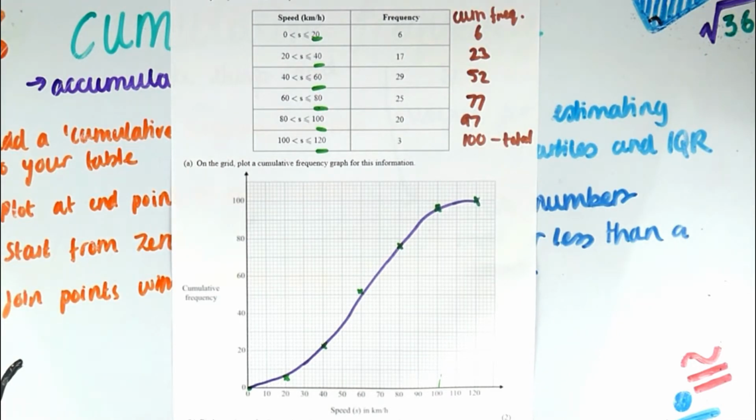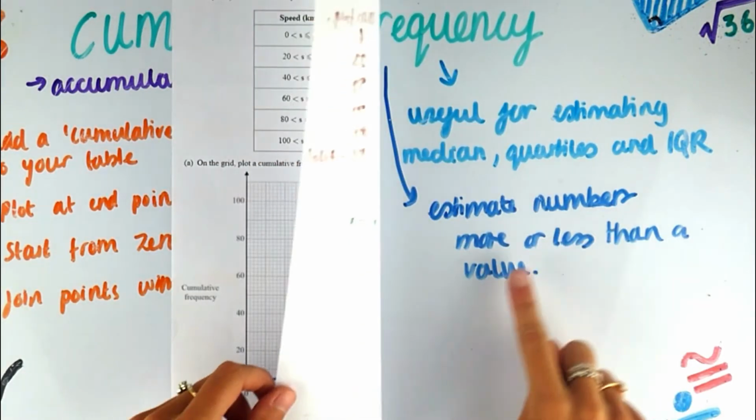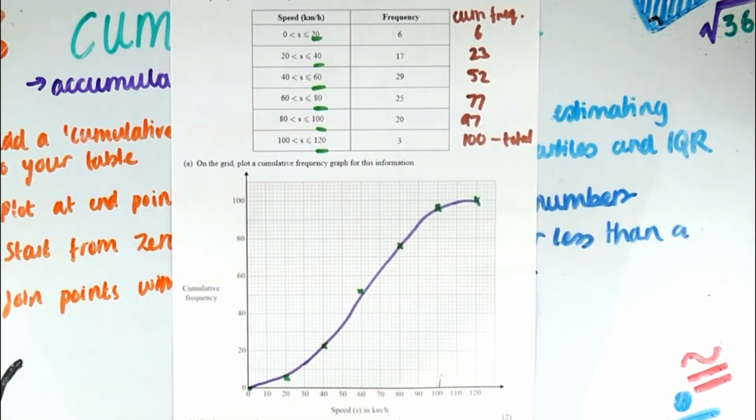This part B now says find an estimate for the number of cars travelling over 90. So this is one of the points where you can find the median, interquartile range, or you can find estimate numbers more or less than a value. So this is estimating numbers more or less than the value. Find the estimate of cars travelling over 90 kilometres per hour.